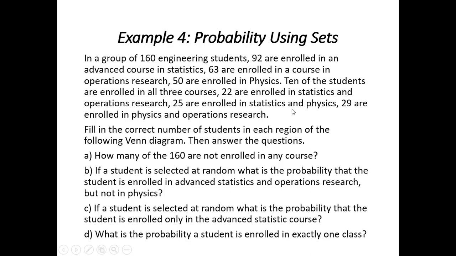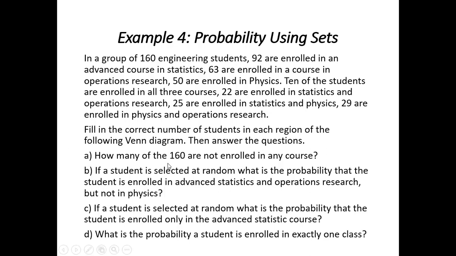25 enrolled in statistics and physics. That's the overlap. And 29 are enrolled in physics and operations research. So what I would ask you to do here is to begin by filling in the correct number of students in each region of a Venn diagram, and then answer a set of questions based on your solution to the Venn diagram.